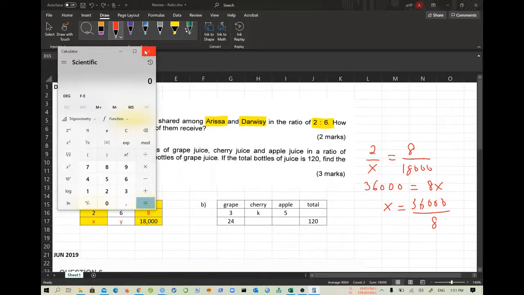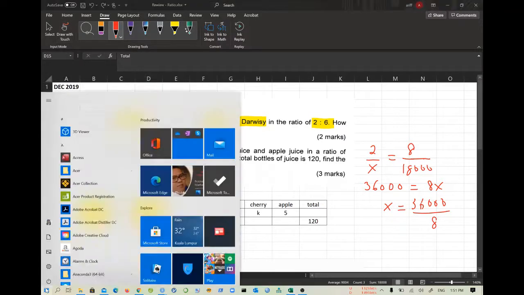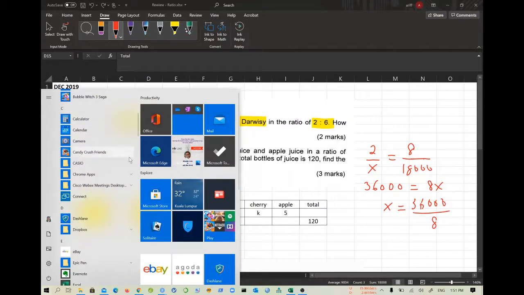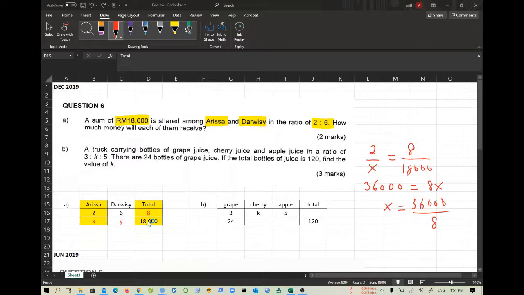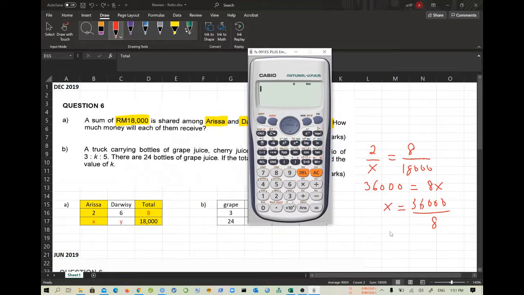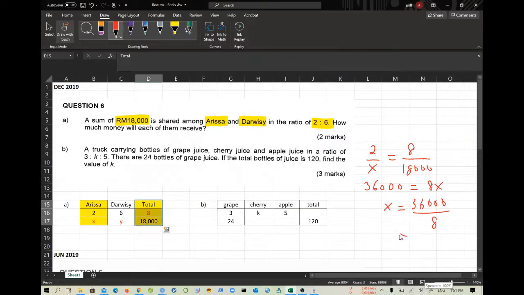So, let me bring up my scientific calculator. Okay, so we have this one. You want 36,000 divided by 8. So 36,000, you take division by 8. With this you get the answer to be 4,500. So that means x here is 4,500. Okay, so that means you have the value of x.